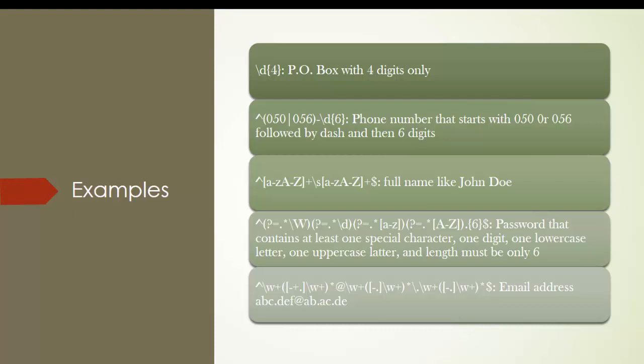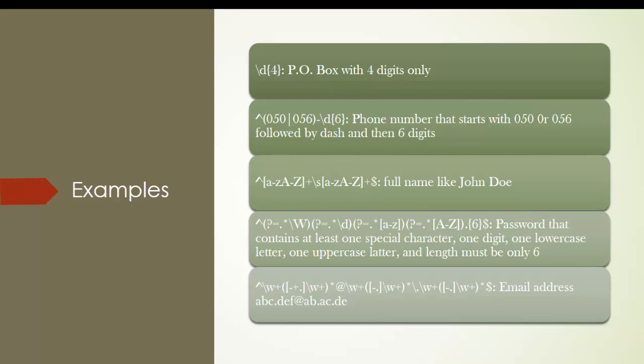Let me show you some examples so you understand what we are talking about. So in the first example, I'm checking for any number, like for example a PO box that contains 4 digits only. So I would do it like this, \d, and then enclose number 4 between the curly brackets. So this means I'm looking for \d. These would be digits, and 4 means I'm looking for 4 digits only.